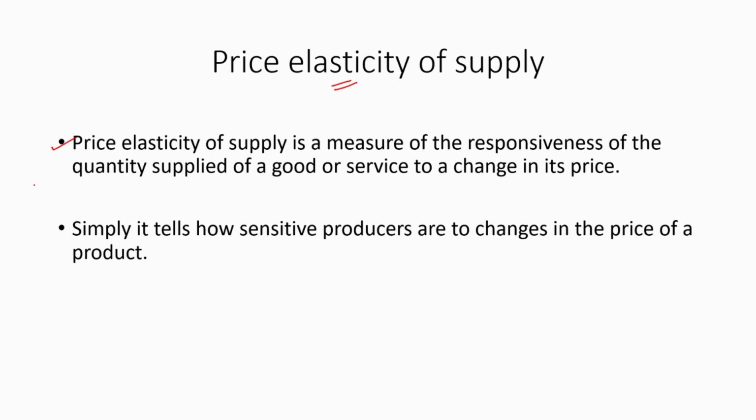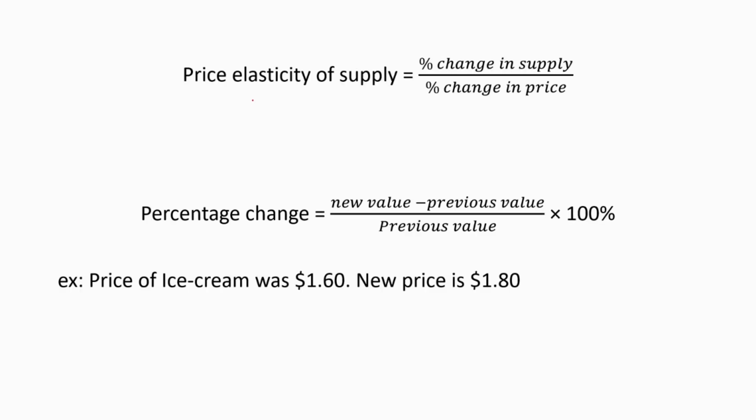Price elasticity of supply is a measure of the responsiveness of the quantity supplied of a good or service to a change in its price. Simply, it tells how sensitive producers are to changes in the price of a product. This is the formula to calculate the price elasticity of supply: the percentage change in supply divided by the percentage change in price. We now know how to calculate the percentage change: new value minus the previous value, divided by the previous value, then multiplied by 100%. Let's quickly do this example.